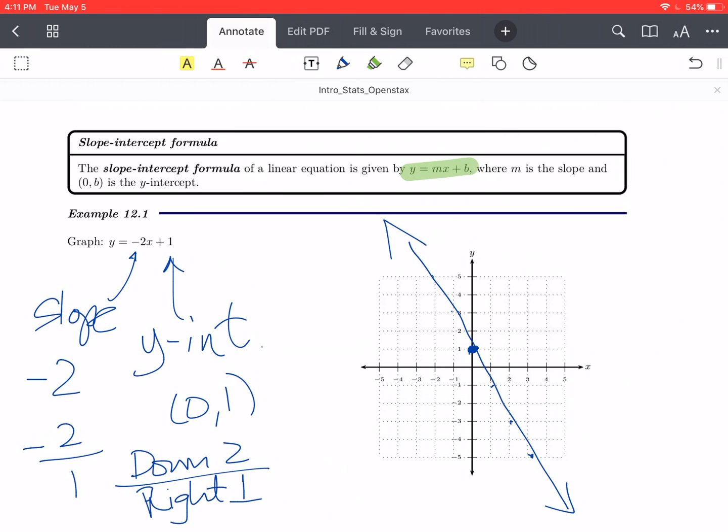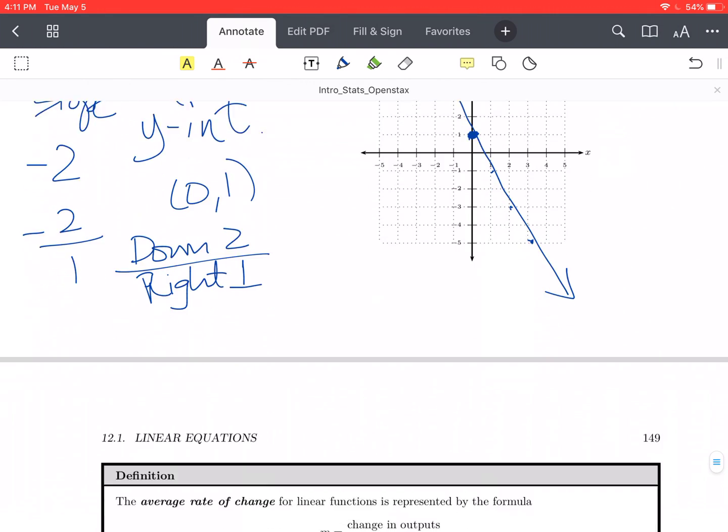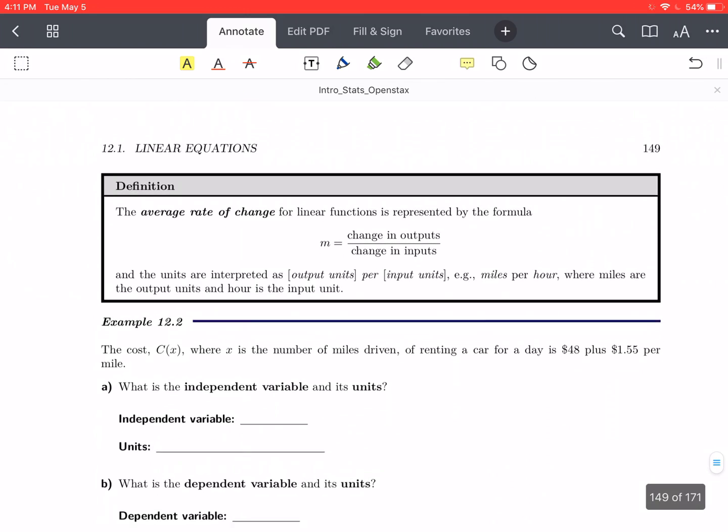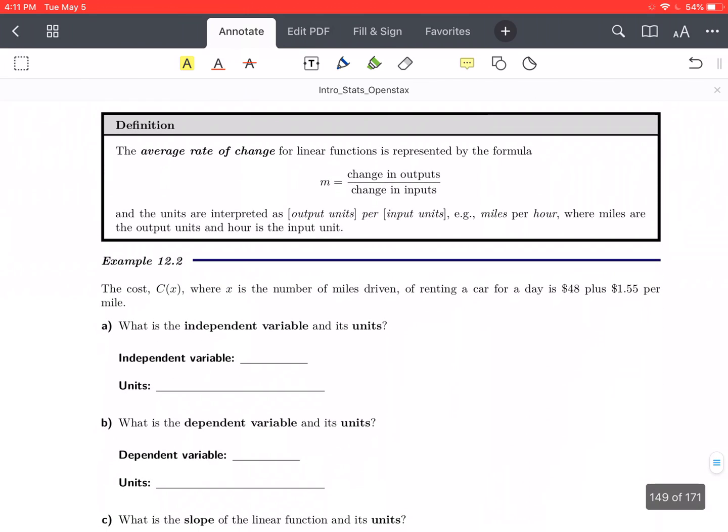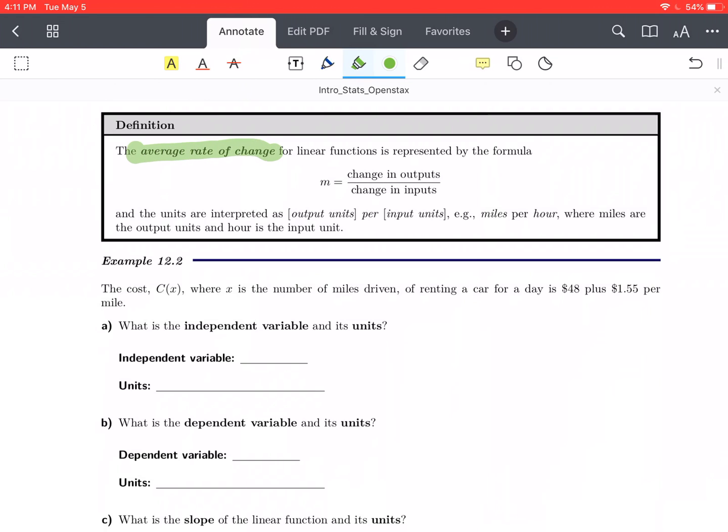Okay, so there's a little bit of practice just with these linear equations. We do need to be able to graph them. But now let's go ahead and look at interpretation. When we talk about slope, we're talking about what we call average rate of change. This is the rate at which the quantity being discussed in the equation changes.